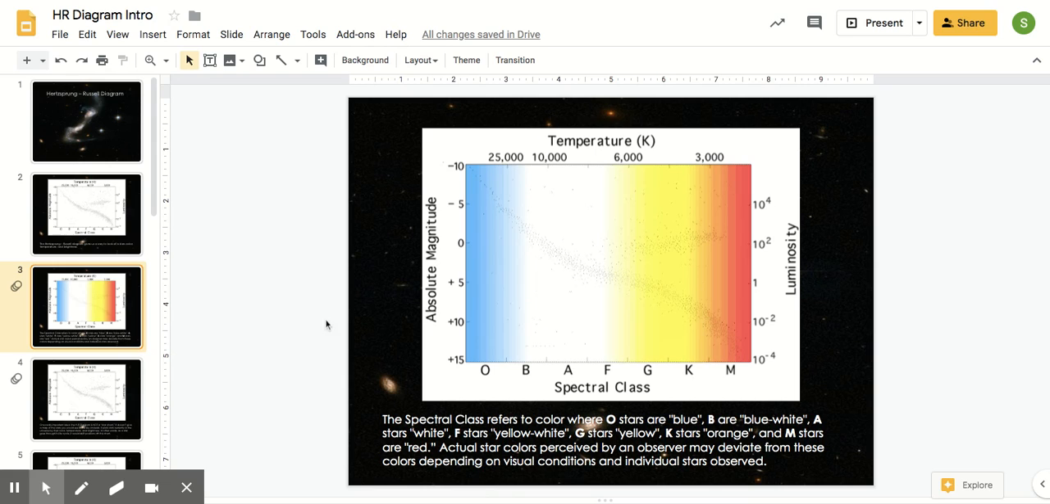This HR diagram has the colors added to it for spectral class. So spectral class and temperature determine what color the star is going to be. So the hottest stars over here on the left-hand side, anything above 25,000 degrees Kelvin is going to be an O star, all the way down to anything that is less than 3,000 degrees Kelvin is going to be an M star. So you can see as the temperature decreases, the color changes from blue to white to yellow to orange and to red.